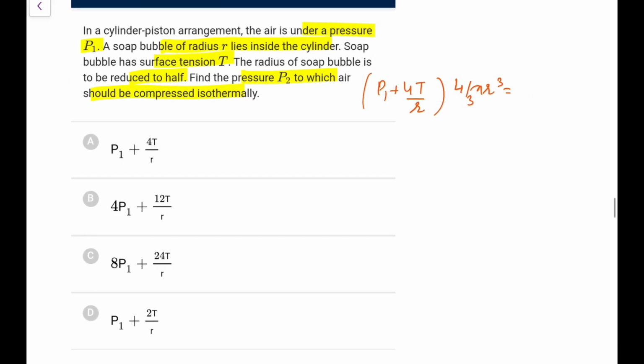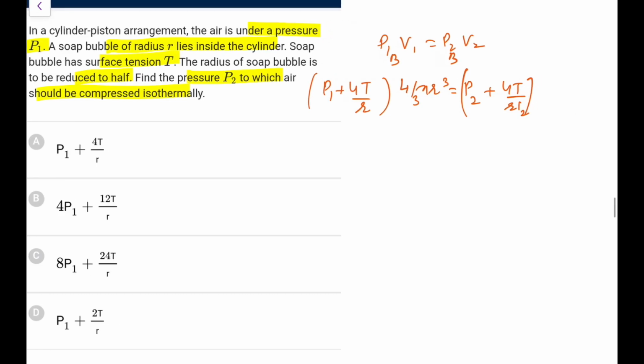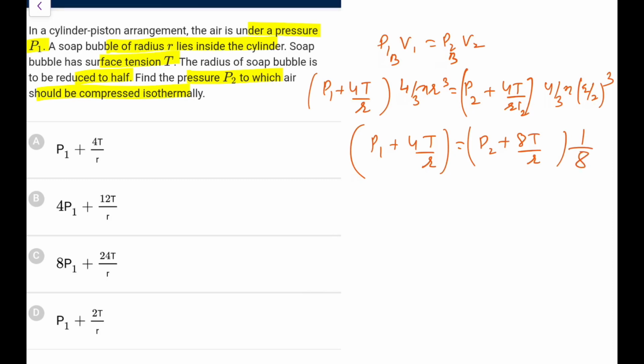Now its radius is to be reduced and it is isothermal, so I am writing P1 V1 is P2 V2. So the final pressure of the bubble would be P2 plus 4T upon r by 2, into 4 by 3 pi, r by 2 whole cube. So the 4 by 3 pi r cube will cancel. P1 plus 4T by r would be P2 plus 8T by r, times 1 by 8. So we have 8P1 plus 32T by r is P2 plus 8T by r.